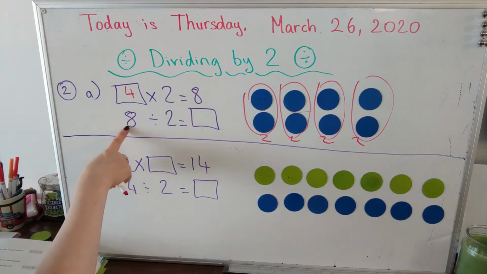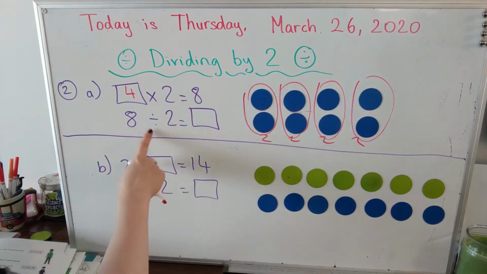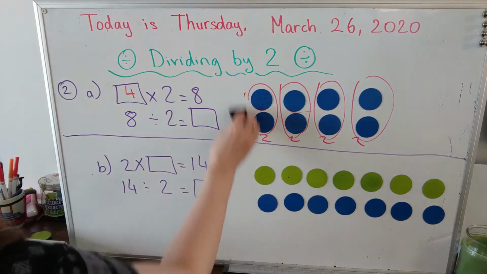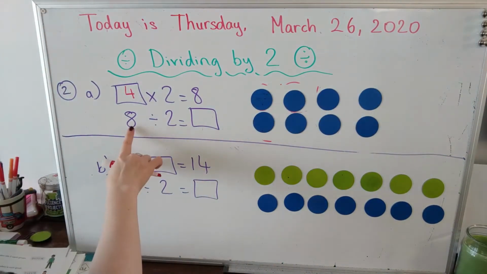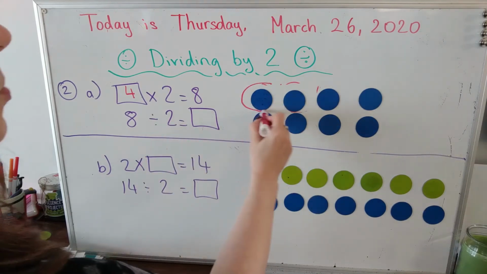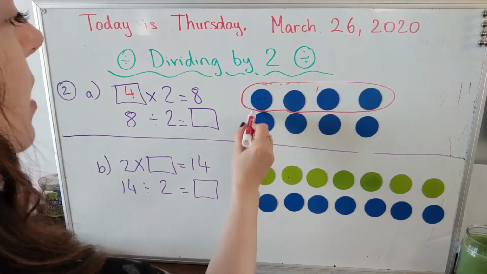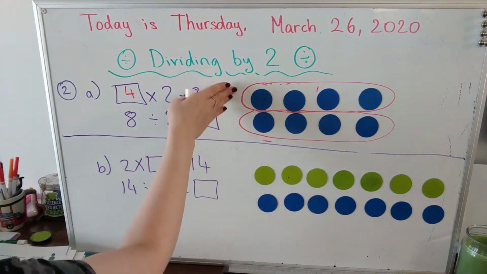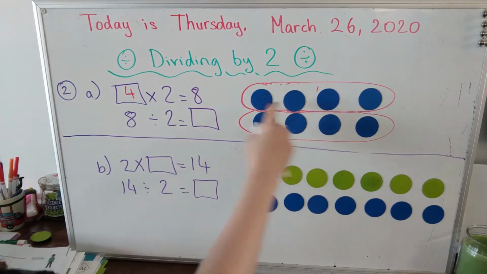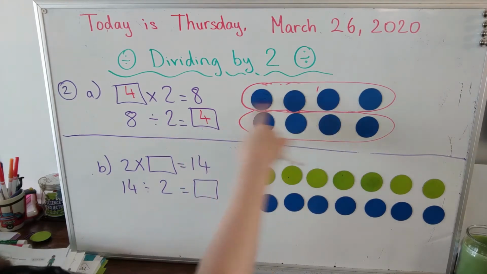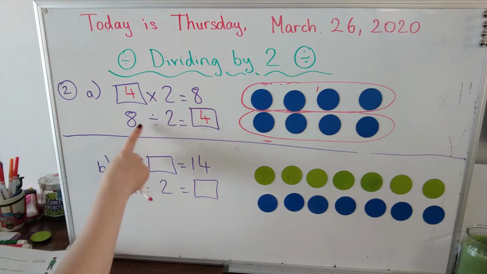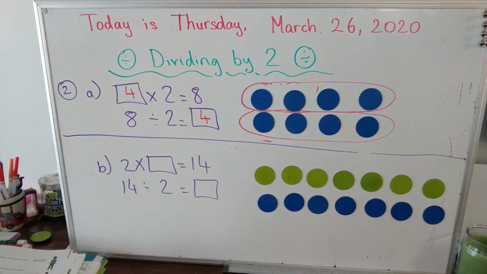Or I can say 8, there's my 8 counters, divided by 2. That means there's going to be 2 groups now instead of 4. 8 divided by 2, here is group 1. And here is group 2. If I divide 8 counters into 2 equal groups, each group would have 4 inside. Just like our fact family, 4 times 2 is 8. 8 divided by 2 equals 4.